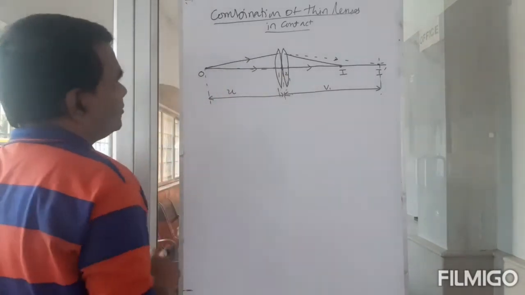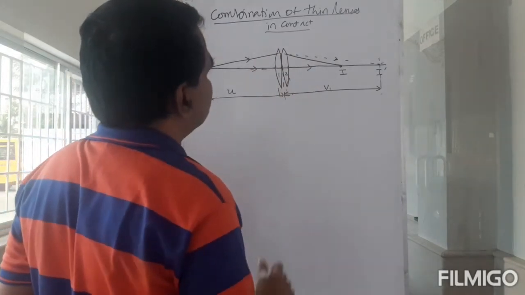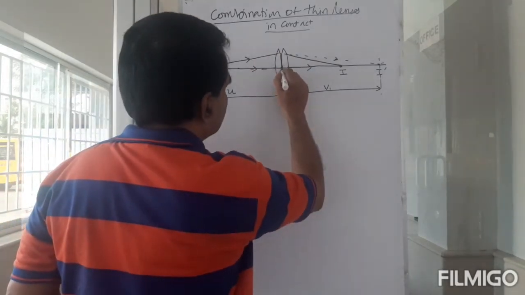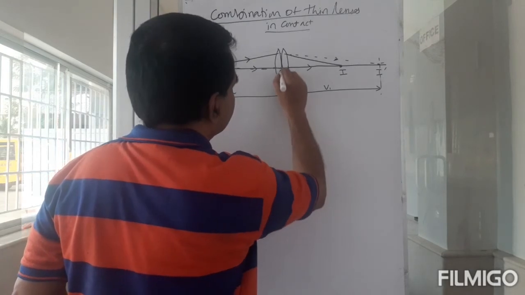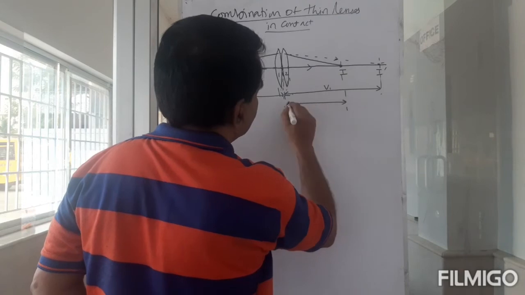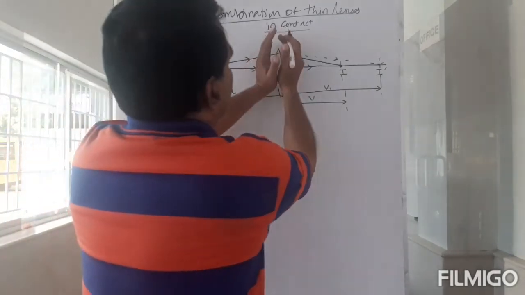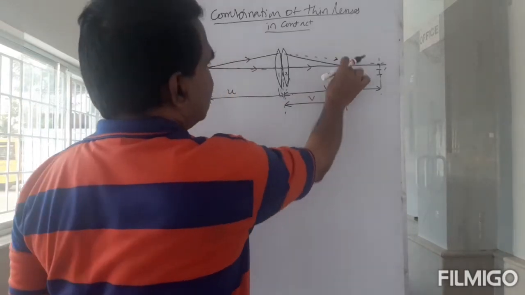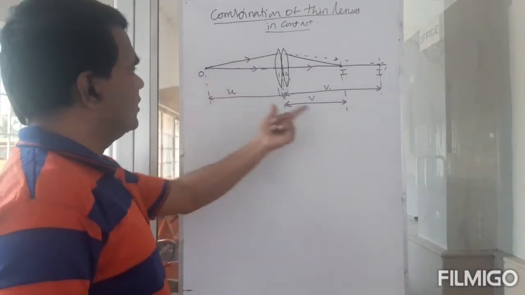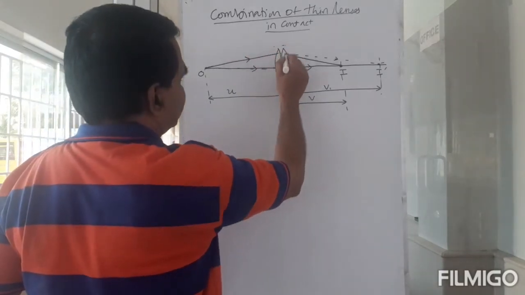Now, let me also figure out this V. Same, right? So this is going to be my V. So it's the final V. I keep the object here and I have two lenses here, then this is where my final image is formed. So this is U and this is V. So this is for this combination.